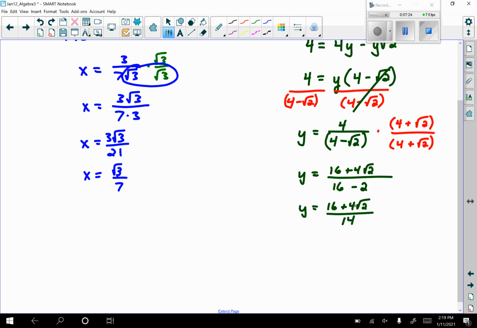Now the 16, 4, and 14, they all have a 2 in common, so I'm going to divide all of that by 2. So we're going to get 8 plus 2 radical 2 over 7. And there's our final answer. All right, so let's try 2 more examples like this.